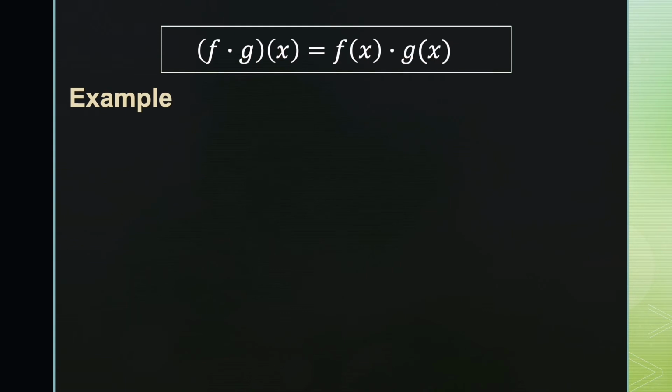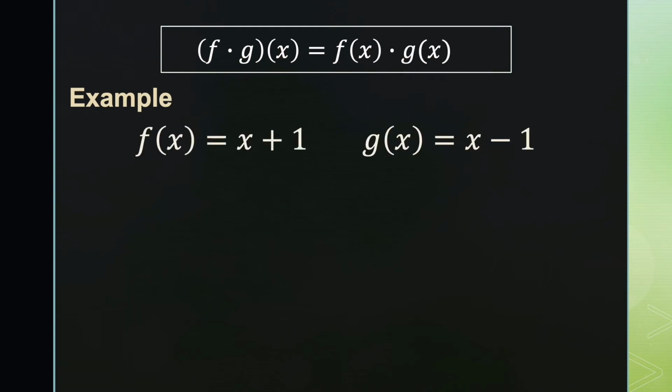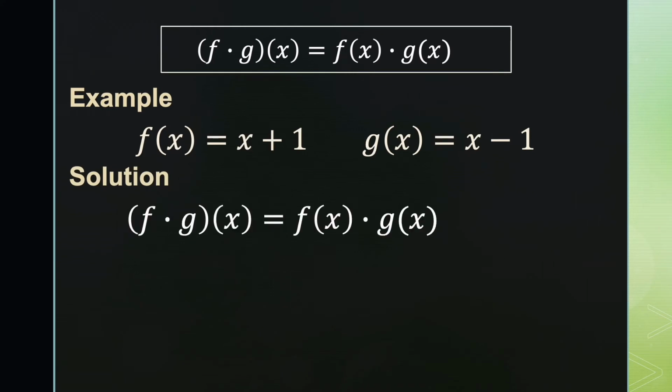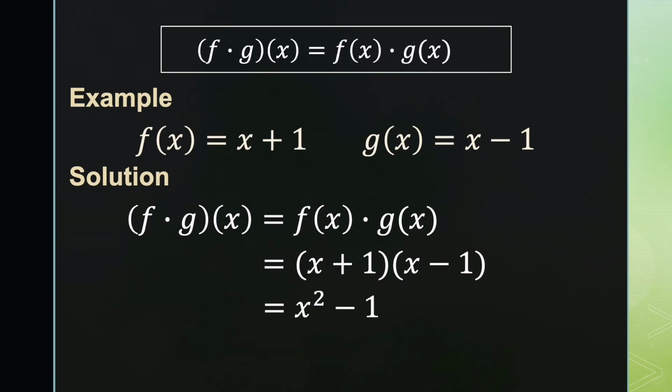For the example, consider f of x equals x plus 1 and g of x equals x minus 1. By definition of product, we have fg of x equals f of x times g of x. Substituting the values of f and g, we have the quantity x plus 1 multiplied by the quantity x minus 1. Using the FOIL method, we have fg of x equals x squared minus 1.